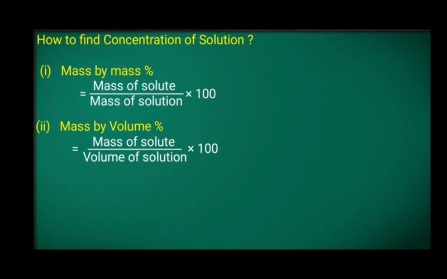How to find the concentration of a solution? There are two methods. Mass by mass percentage, where we divide the mass of solute by the mass of solution and multiply it by 100, and mass by volume percentage, where we divide the mass of solute by the volume of solution and multiply by 100.